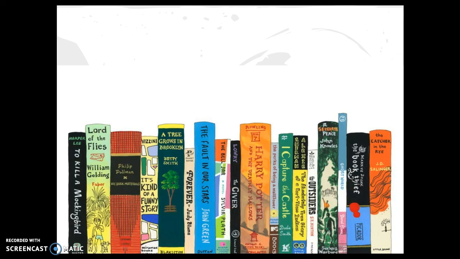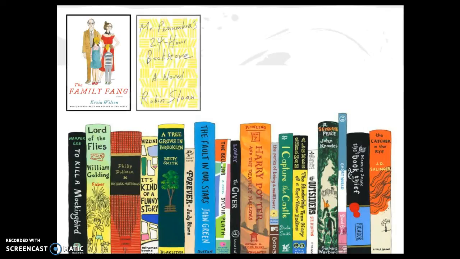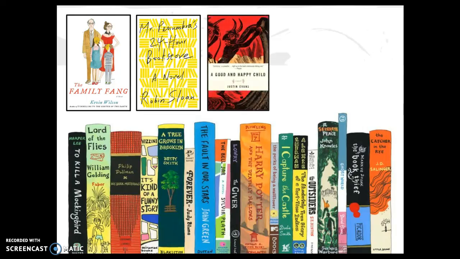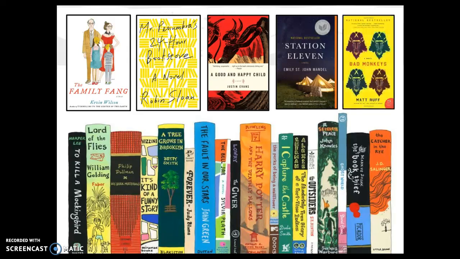Over the course of this semester, you'll read 5 novels, which will serve as the anchors for each unit. You will also encounter supplemental readings and media to enhance your experience in each unit. In the order that we'll read them, the course texts are The Family Fang by Kevin Wilson, Mr. Penumbra's 24-Hour Bookstore by Robin Sloan, A Good and Happy Child by Justin Evans, Station Eleven by Emily St. John Mandel, and Bad Monkeys by Matt Ruff.